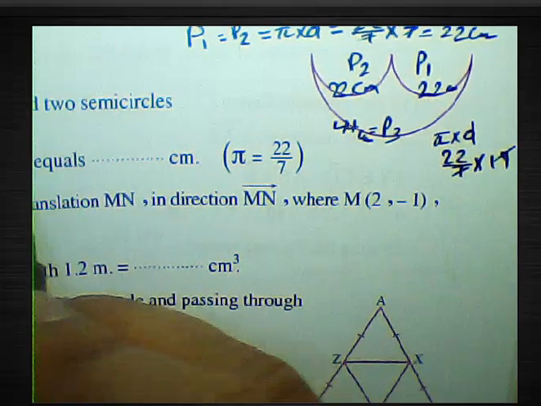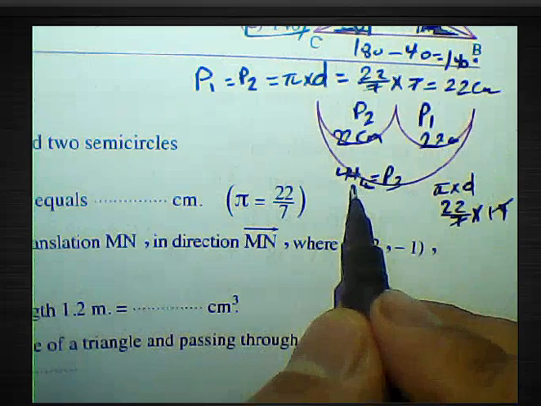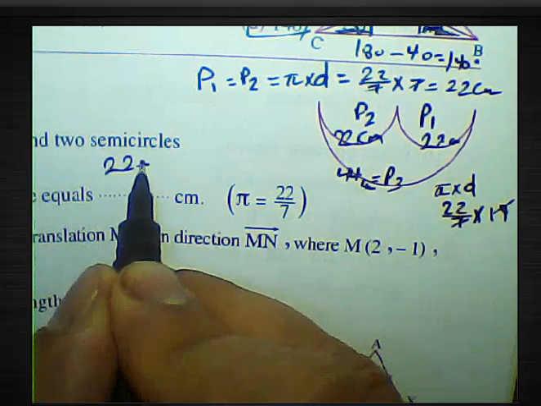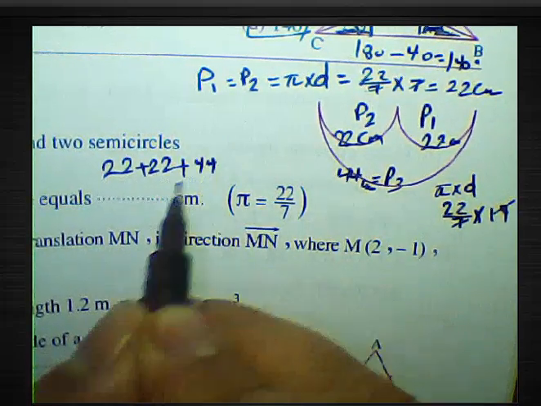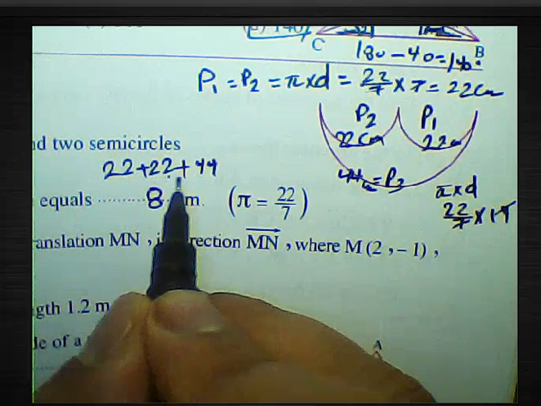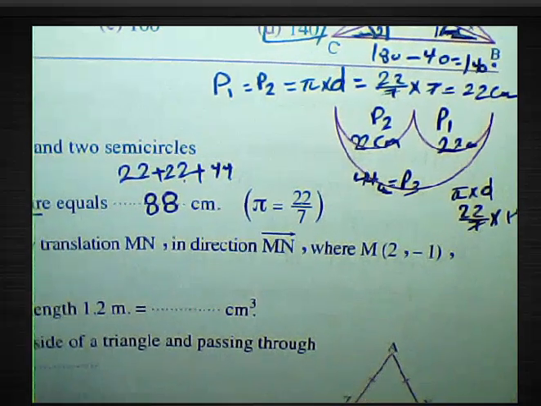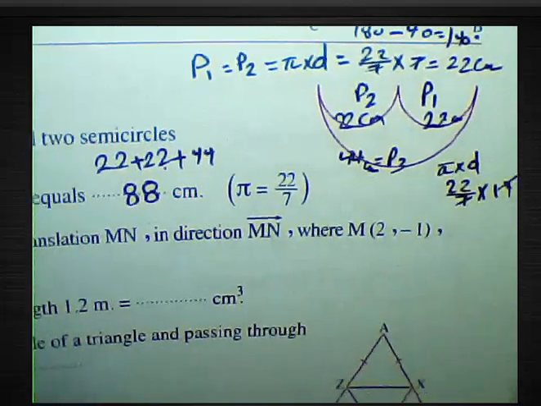So the perimeter of this shape equals 22 plus 22 plus 44. 4 plus 2 equals 6, 6 plus 2 equals 8. The result will be 88 centimeters. So the perimeter of the figure equals 88 centimeters. Understood?